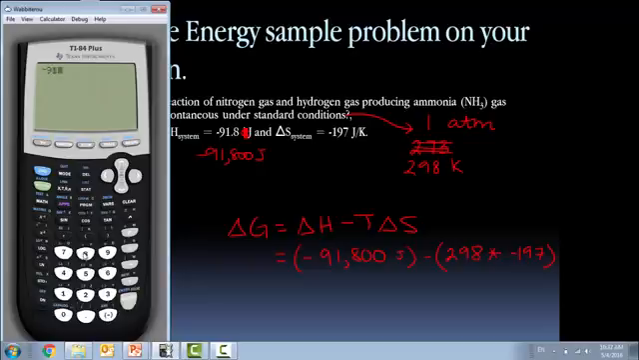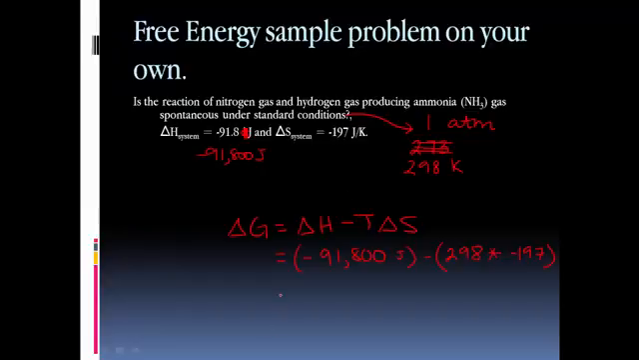Negative 91,800 minus, open parentheses, 298 times negative 197. We get negative, let's see, 3 sig figs, negative 33,100. So negative 33,100 joules. So that's your numerical answer for delta G, but what does it tell us? If delta G is negative, the answer is yes, the reaction is spontaneous. So that's why you solve for delta G, to answer the question, is it spontaneous?